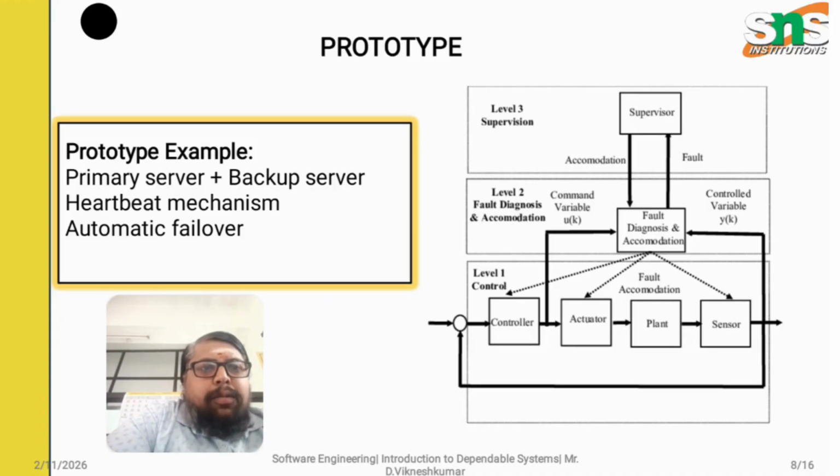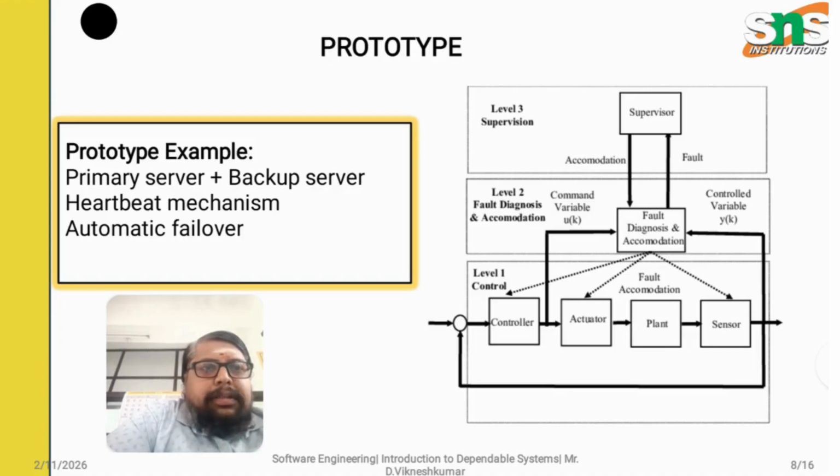Level 2 is a fault diagnosis and accommodation system. This system works based on the level 1 controller. The level 1 controller has a command variable, which we call U(k), and a controlled variable called Y(k). So the fault diagnosis and accommodation system takes the input and the output of the controller. This is what level 2 consists of: the fault diagnosis and accommodation system.